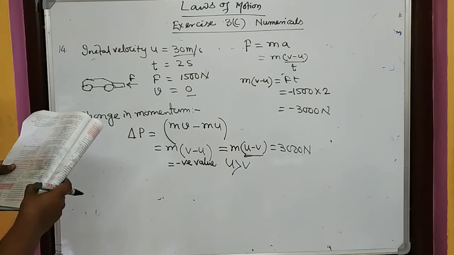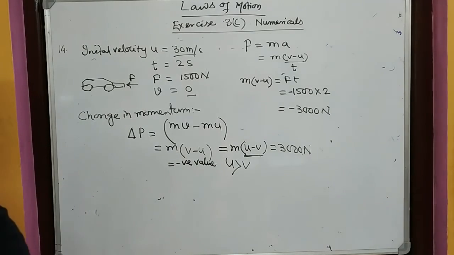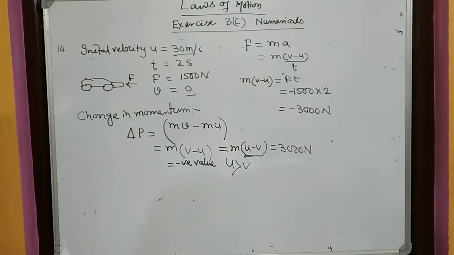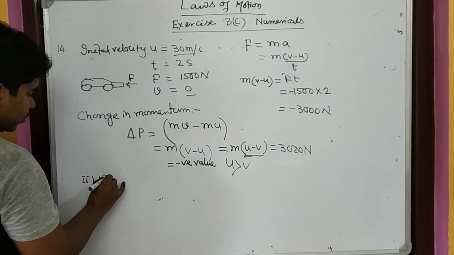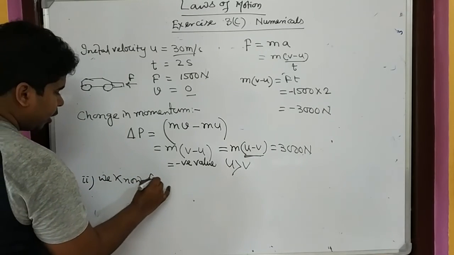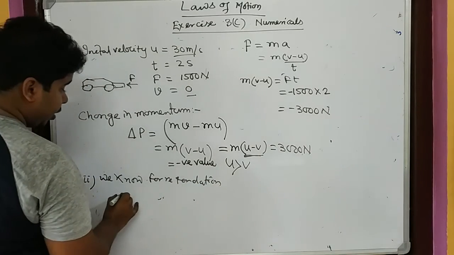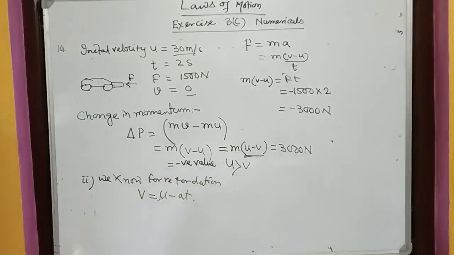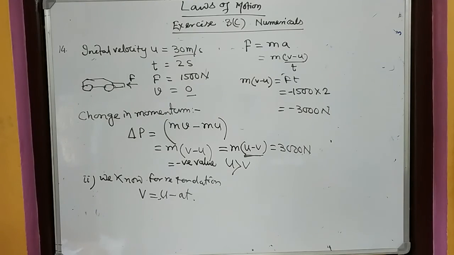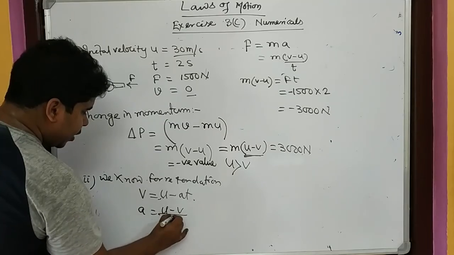Talking about the next one: the retardation produced by the car. I think it is the easiest question among all the questions here. We know for retardation, v equals u minus at, with a negative sign. So from here we can write a equals (u minus v) by t.